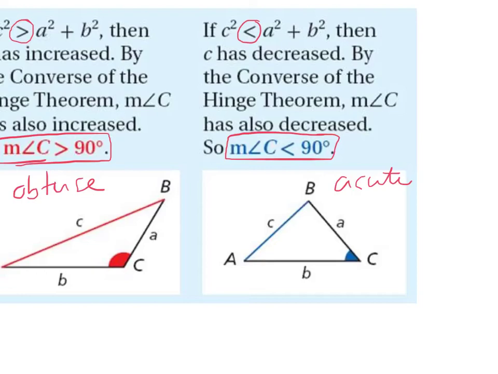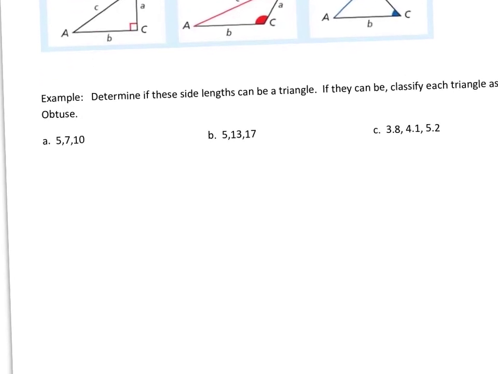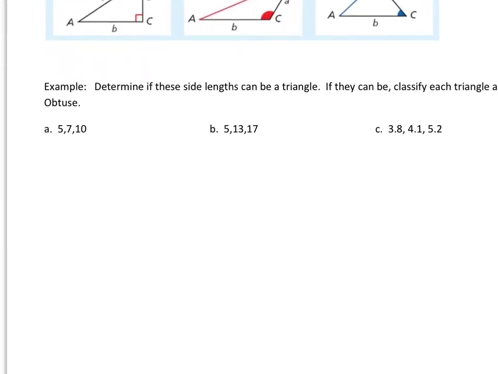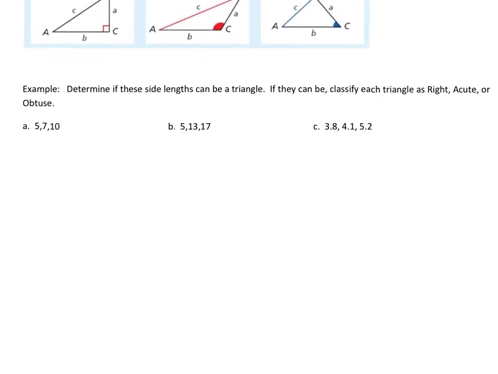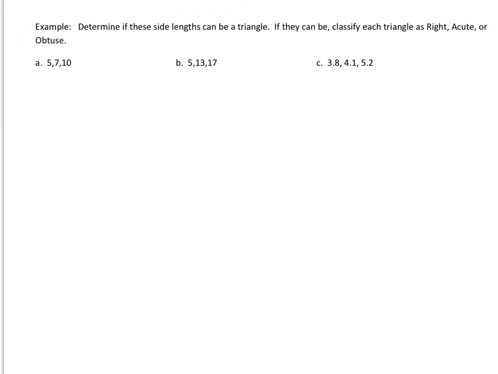So let's take a look at some examples and apply this. We can use the Pythagorean theorem to verify if it's a right triangle, but it also gives us some information about whether or not it's acute or obtuse. So here we're trying to decide if it's a right triangle, acute, or obtuse. Again, the longest side is 10.